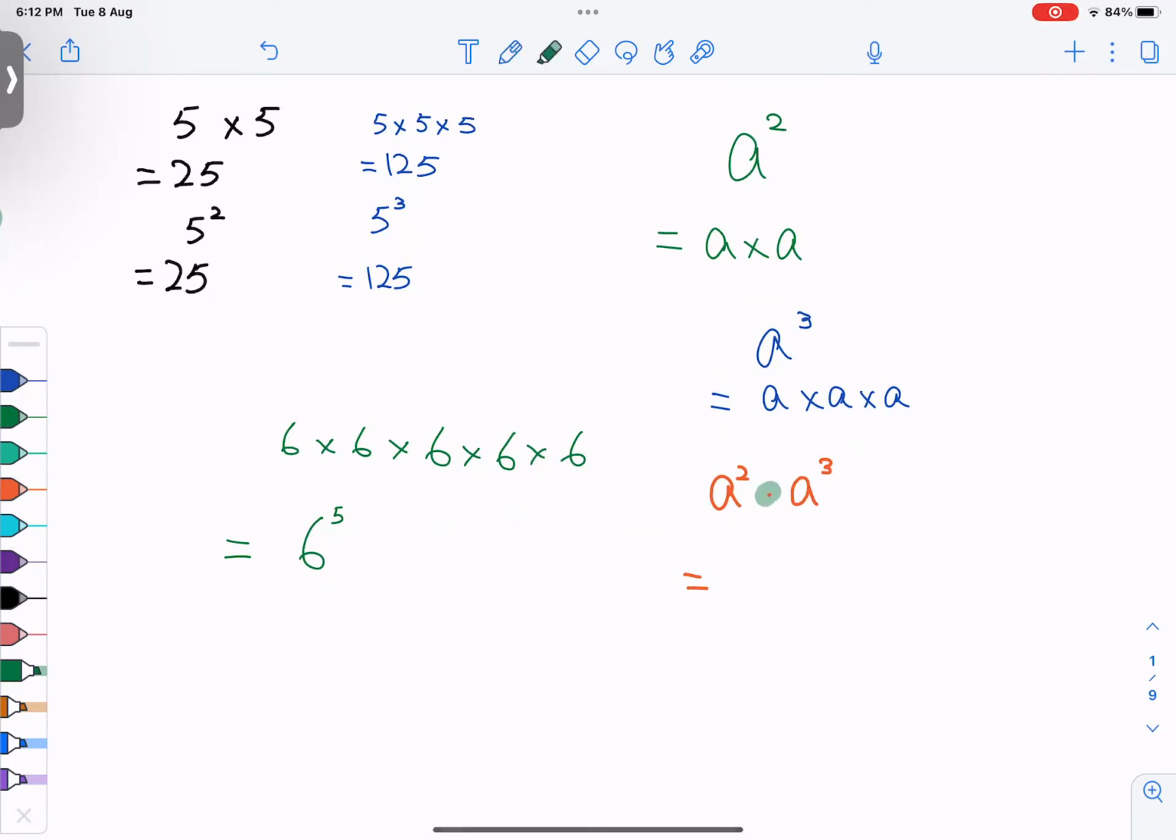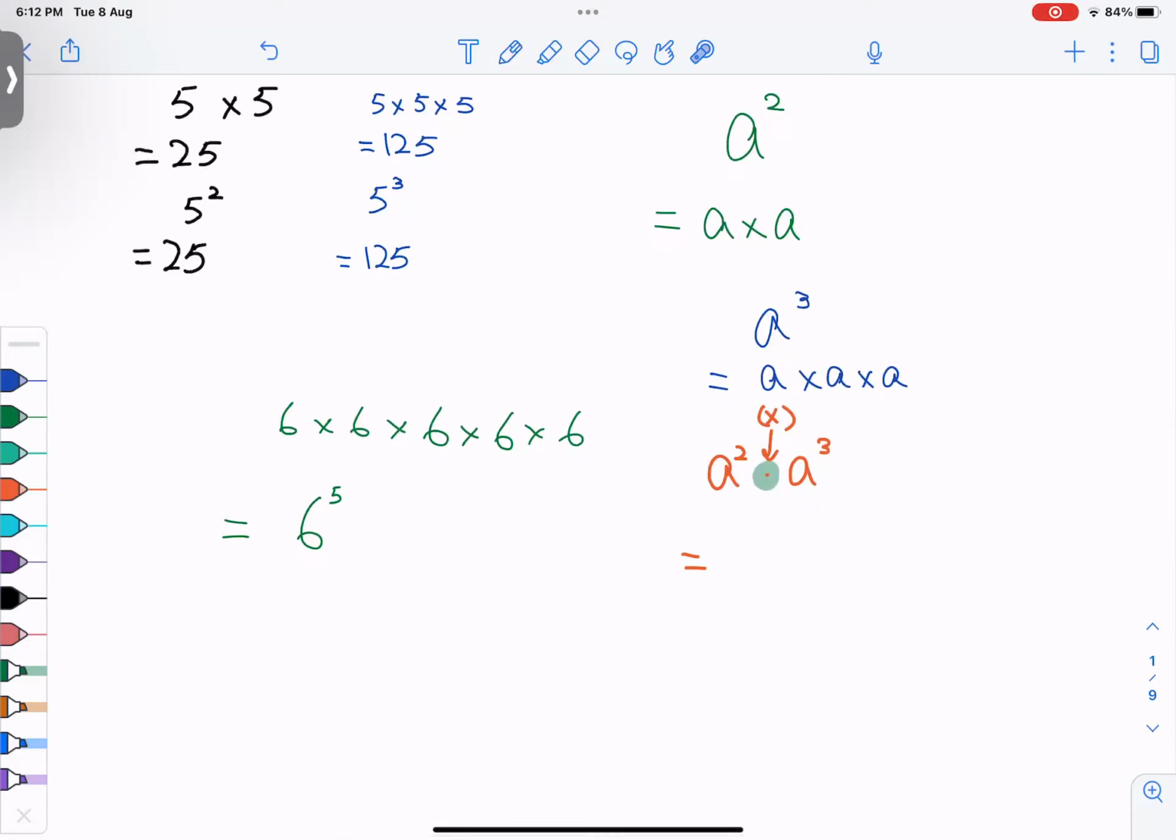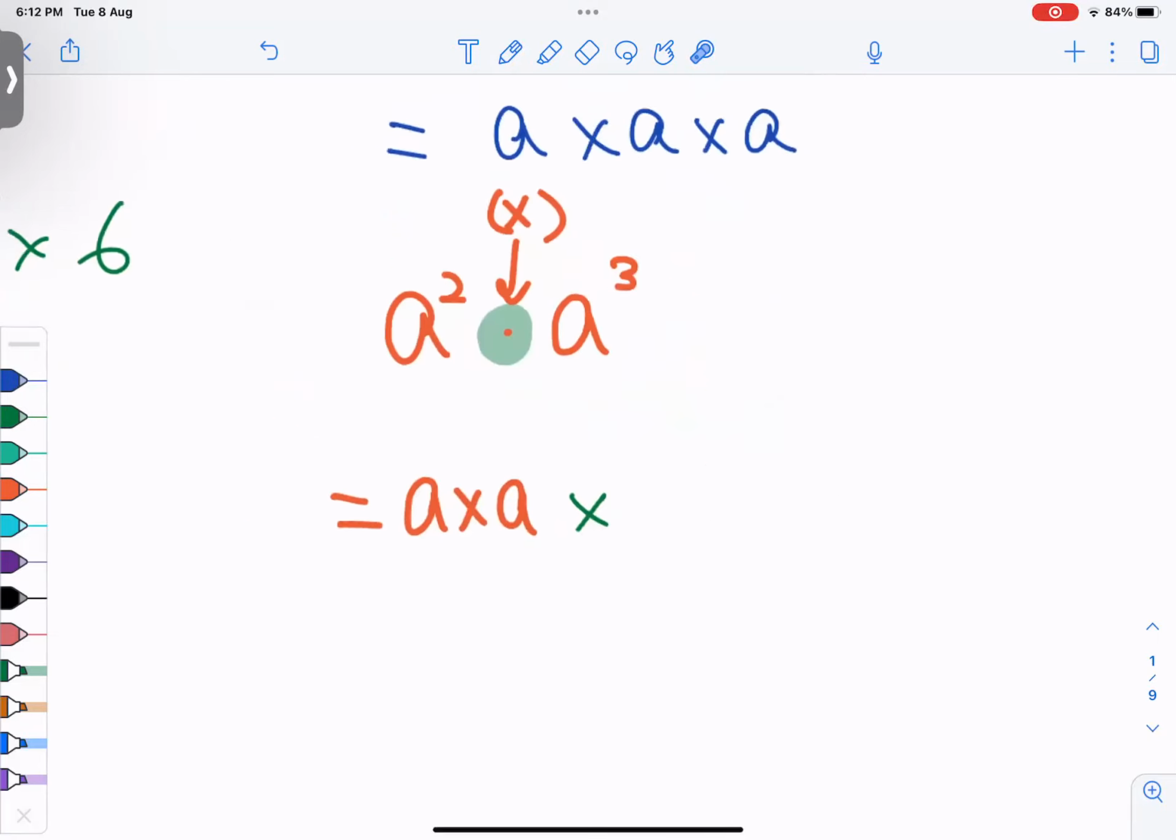This dot in the middle means multiply. So let's do this one first. What is a squared? A times a, right? And then in the middle, this dot means times as well, so you also put that times. And then what does a cube mean? A cube means A times A times A. So how many a's do I have in total? 5. Yep, so my answer will be a to the power of 5.